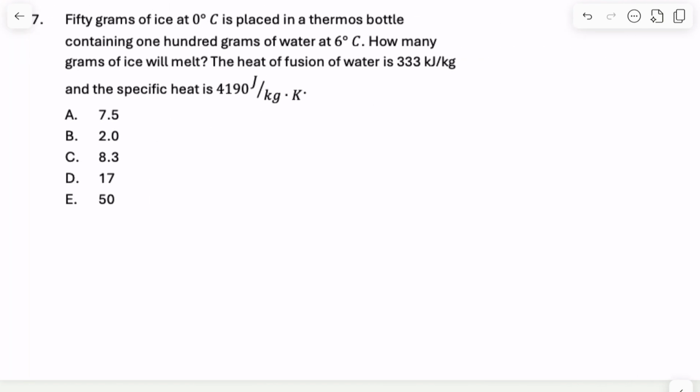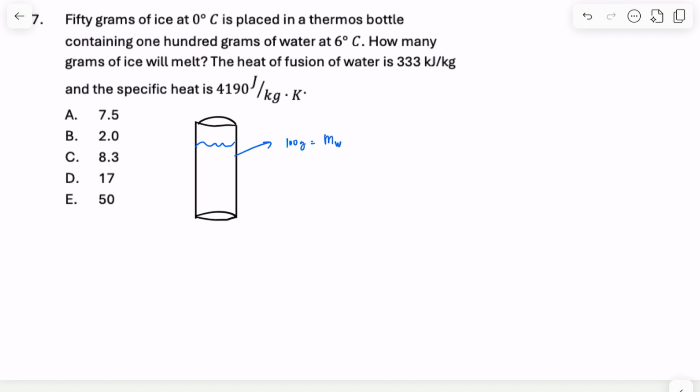For the 7th question, you have 50 grams of ice at 0 degrees. So it would be very helpful if you can sketch this one. So we have a thermos bottle here. That's your thermos bottle. Of course, that's closed so that there's no exchange of energy outside. It contains 100 grams of water. So you have water, 100 grams. That's the mass of the water.